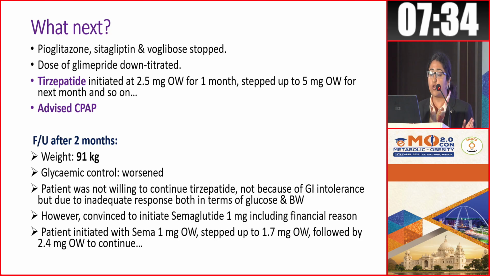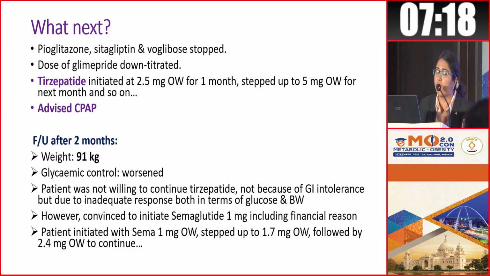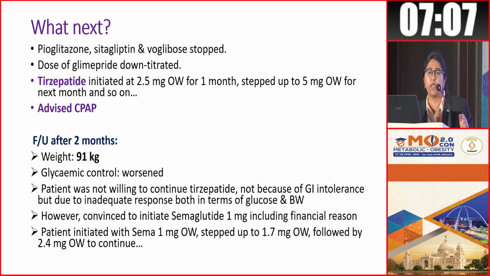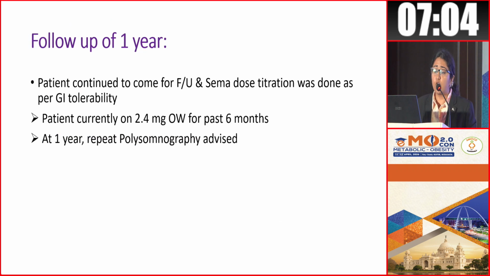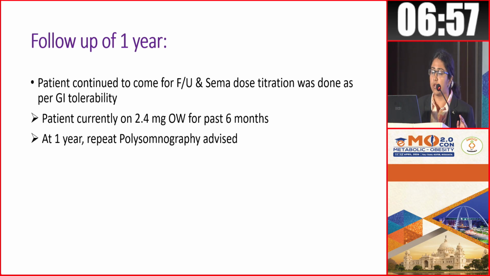The patient was not willing to continue tirzepatide, not because of GI intolerance, but because of the inadequate response, both in terms of glucose control and body weight. However, we convinced the patient to initiate semaglutide, including for financial reasons. The patient started semaglutide 1 milligram once weekly, stepped up to 1.7, followed by 2.4 milligram once weekly, and so on. The patient continued follow-up over 1 year, and the semaglutide dose titration was done as per GI tolerability.